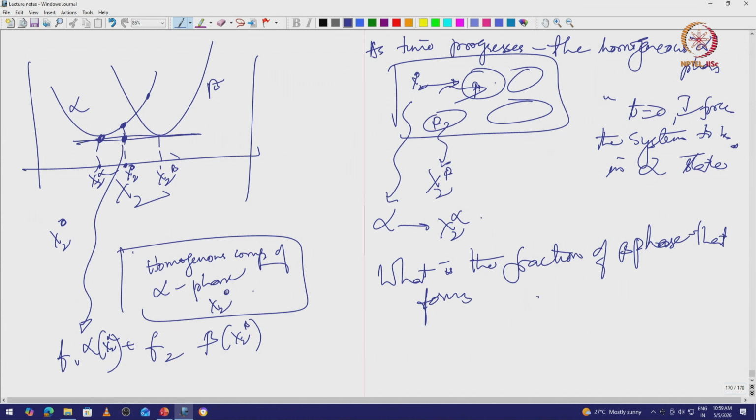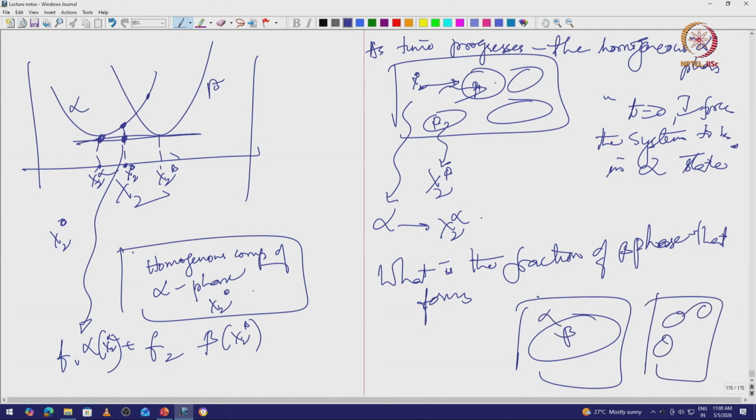Now I am not telling you where exactly the beta phase is. Beta phase can be like this, one full chunk. This is alpha, this is one full beta, or beta can be a little bit of many chunks. Or beta can be not just circular or spherical particles, but some kind of needles or dendrites or whatever it is. I do not exactly know how beta is, but I know what the phase fraction of beta is.